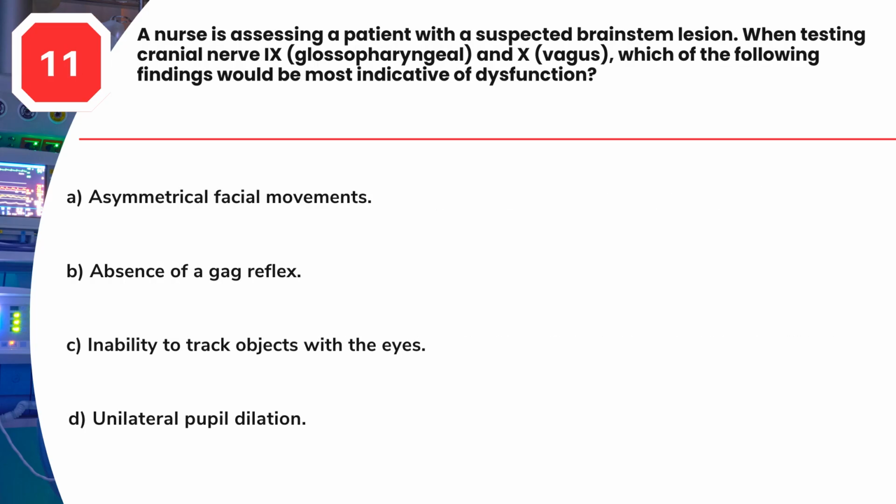Question 11. A nurse is assessing a patient with a suspected brainstem lesion. When testing cranial nerve 9, glossopharyngeal, and 10, vagus, which of the following findings would be most indicative of dysfunction? A. Asymmetrical facial movements. B. Absence of a gag reflex. C. Inability to track objects with the eyes. D. Unilateral pupil dilation.